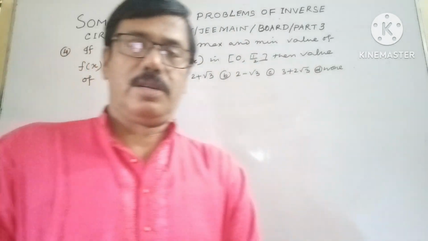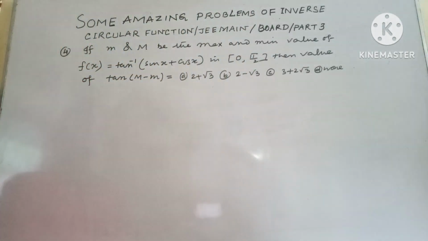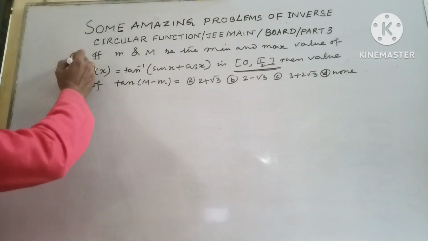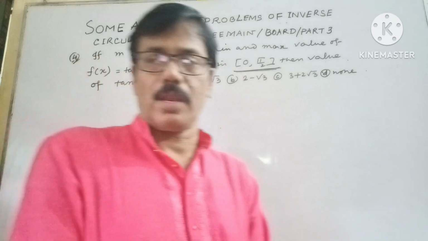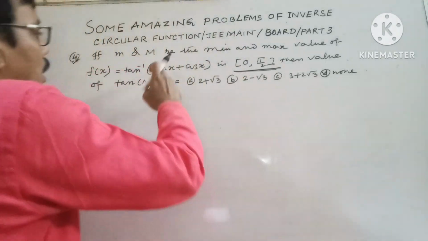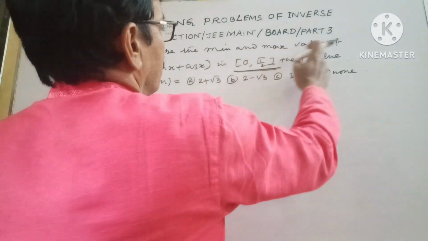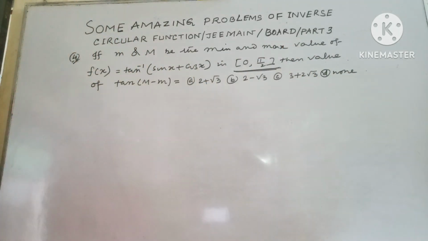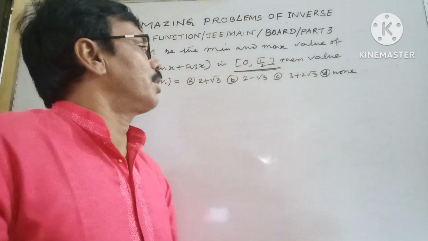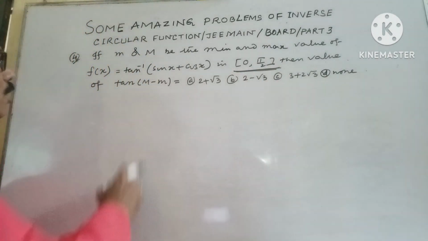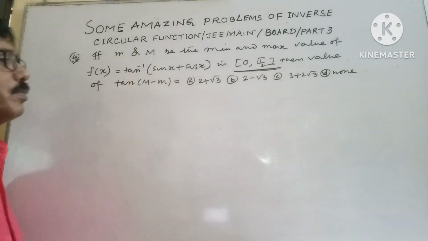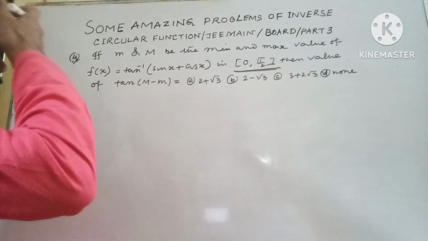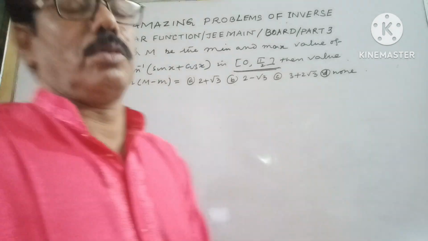Now I consider one more problem, problem number 4. If small m and capital M are the minimum and maximum value of f(x) = tan inverse (sin x + cos x) in 0 to pi by 2, then find the value of tan(M - m). So you have to find the maximum and minimum value of the function.